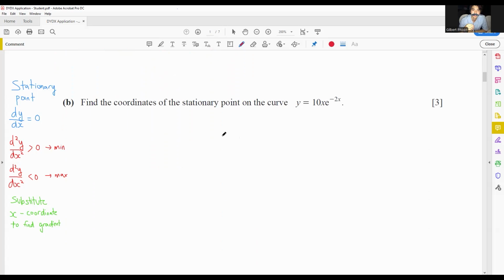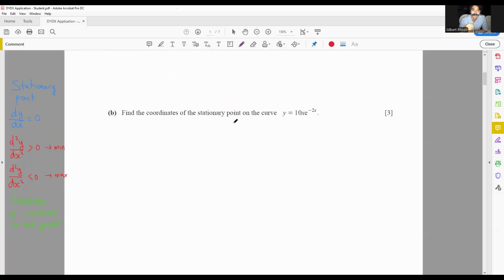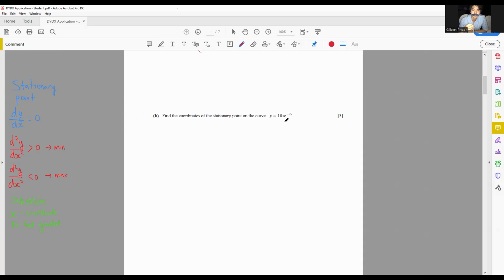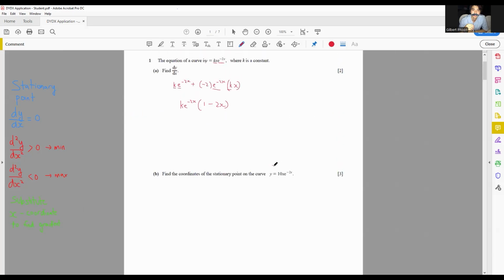In the next part, find the coordinates of the stationary point on the curve for y equals 10x e to the power of negative 2x. Now, look at this question here. This is actually the same as what we previously had. But instead of it being k previously, now it's 10. And to find the stationary point, we always have to let dy/dx equal to 0. So since we already have dy/dx here, instead of k, now it's 10.